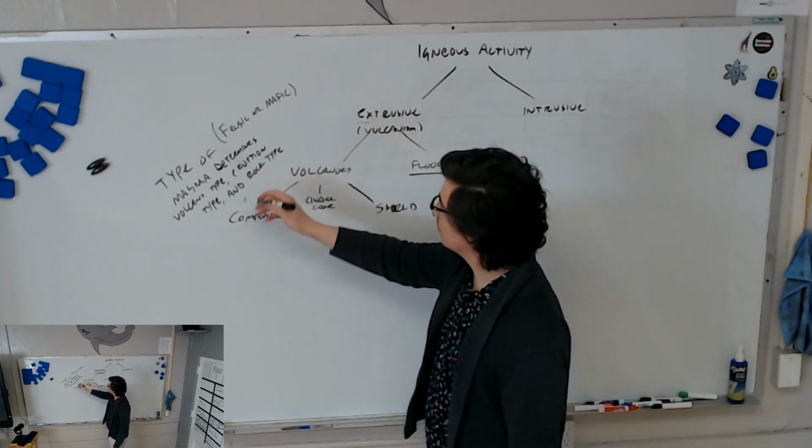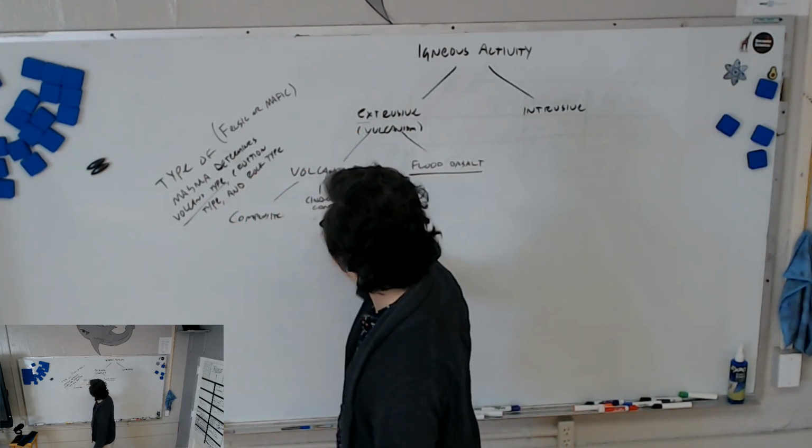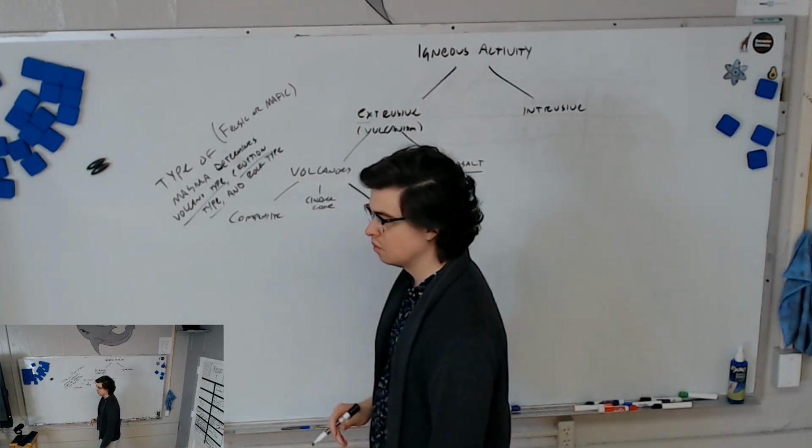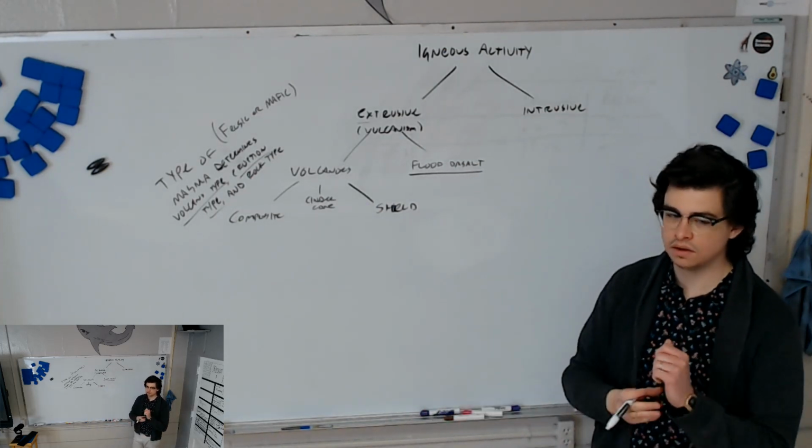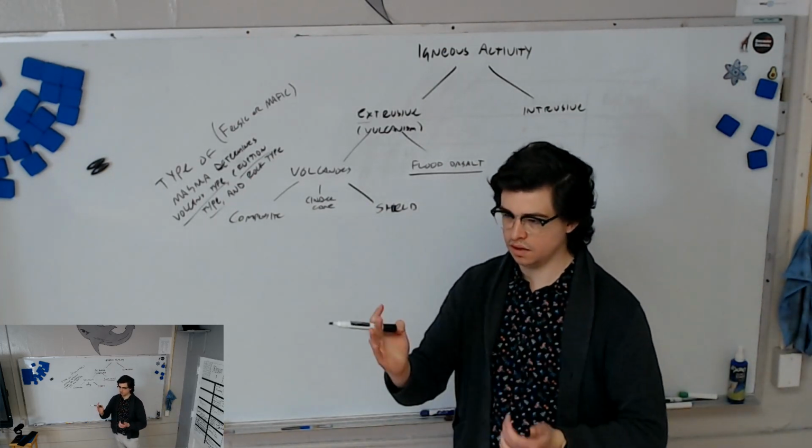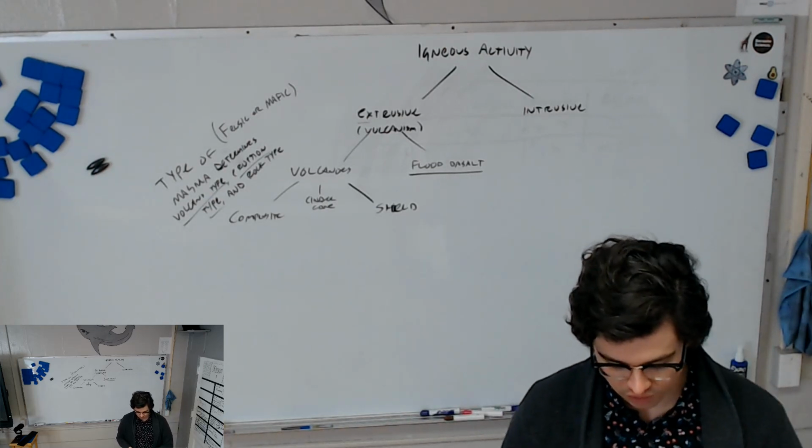So the type of magma determines the volcano type and the eruption type, which is basically how it blows out. Explosive or non-explosive? Yeah, explosive, or you can use a gross word like ooze.